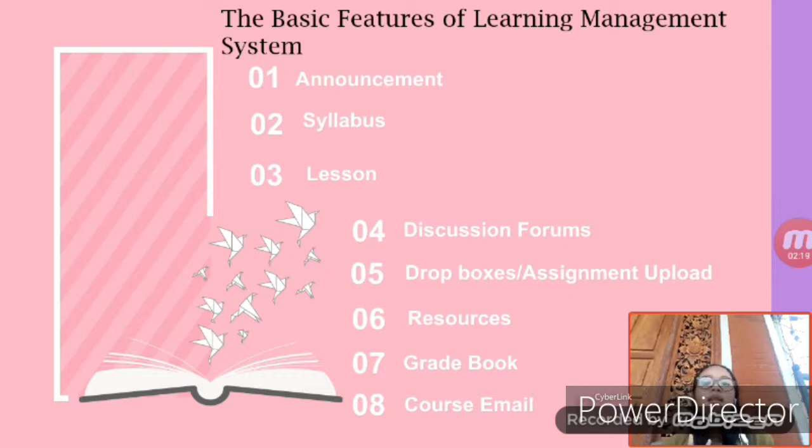The second, syllabus. Syllabus feature is an essential communication strategy and then course objective and requirement references. The third, lessons. Lesson is the container of the course in which replaces the lecture, discussion, and activities that will probably take place in a classroom.